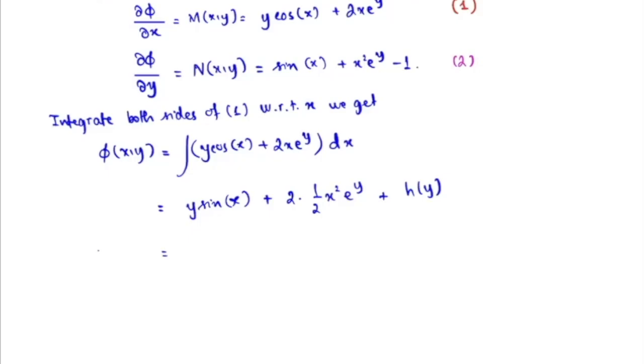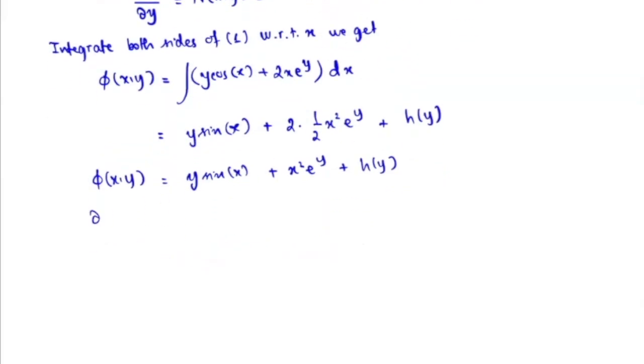So simplifying this function a little bit, phi of x, y is y times sine of x plus x squared times e to the y plus h of y. To utilize equation 2, from this equation you take the partial derivative on both sides with respect to y. Whatever you get, you match with the right-hand side of equation 2.